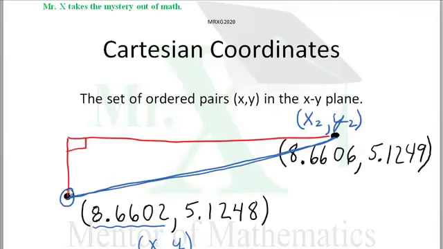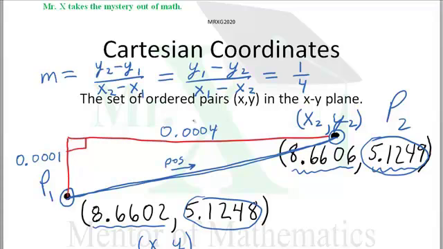x1, y1 down here has these coordinates. 8.6602 is our x1 value. 5.1248 is our y1 value. So this is P1. Point 2 is this point right here with coordinates of 8.6606 and 5.1249. We can calculate slope, the rise divided by the run. So far, so good. Slope of 1/4.